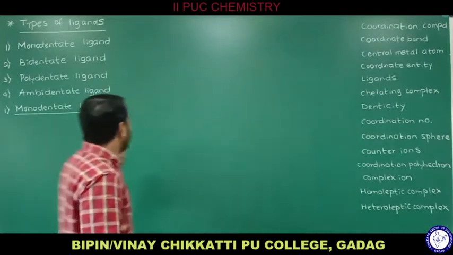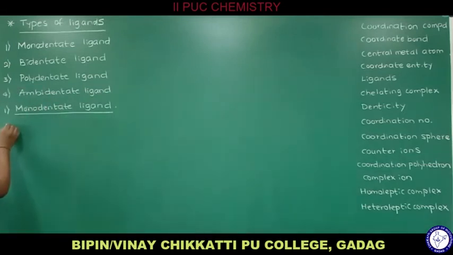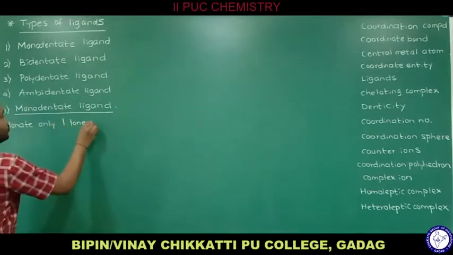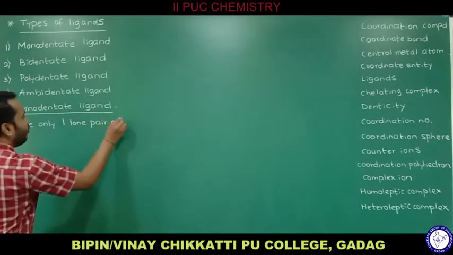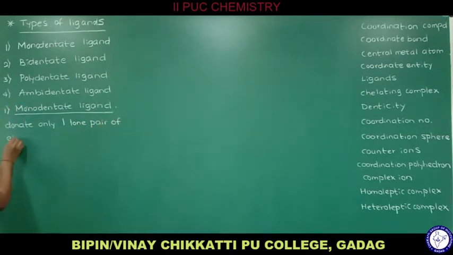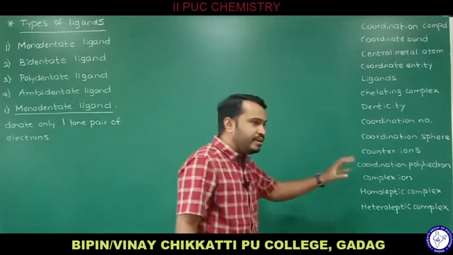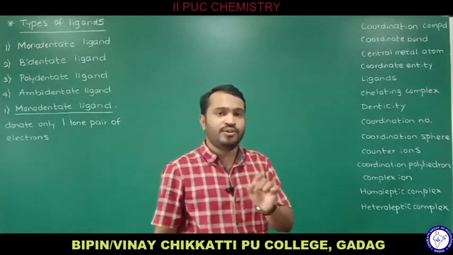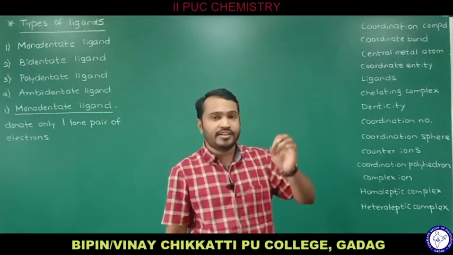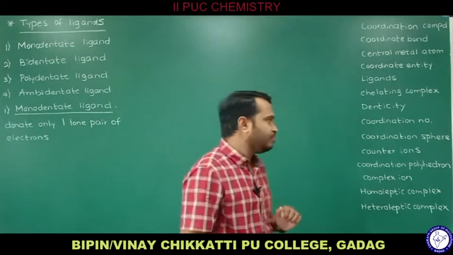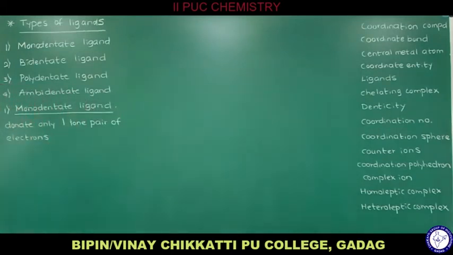So remember, monodentate ligands are ligands which can donate only one lone pair of electrons. If any ligand donates only one lone pair of electrons, we call it a monodentate ligand. Monodentate means that in that particular ion or molecule we have an atom which contains only one lone pair of electrons available for donation, so that a coordinate bond is formed, and these kinds of ligands we call monodentate ligands.